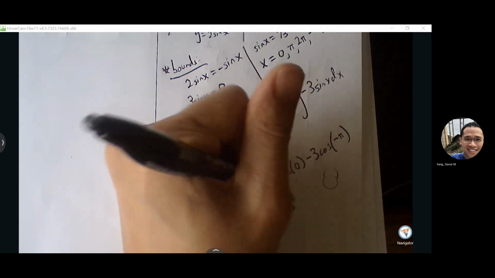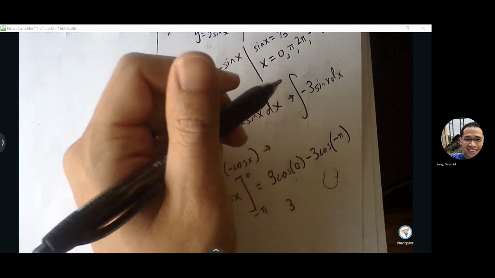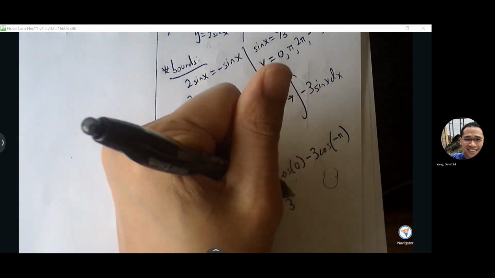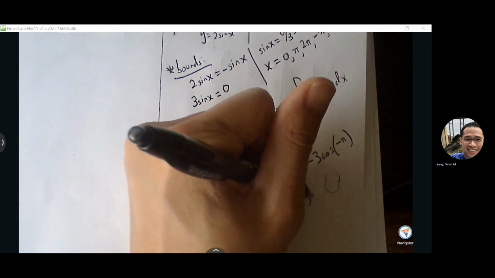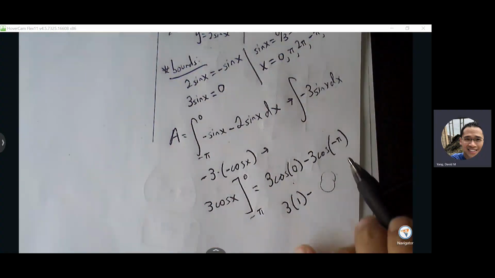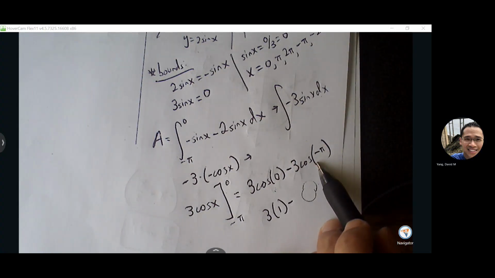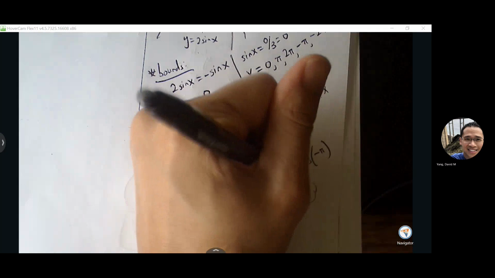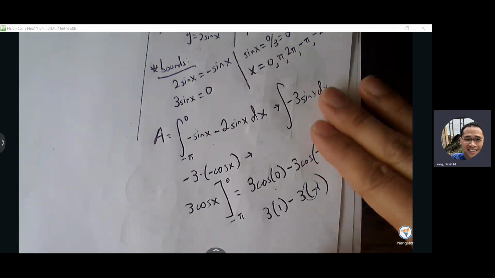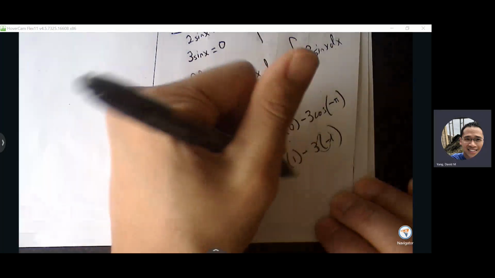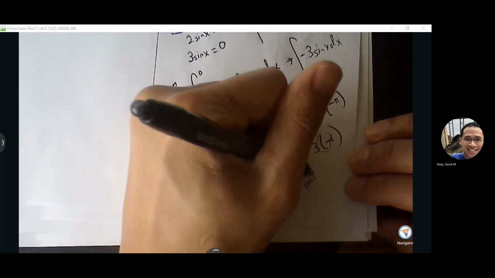So cosine of 0 is 1, right? Cosine of negative pi is the same thing as cosine of pi. What's cosine of pi? -1. So 3 minus a -3 gives me 6.